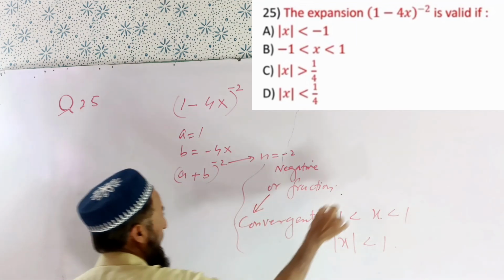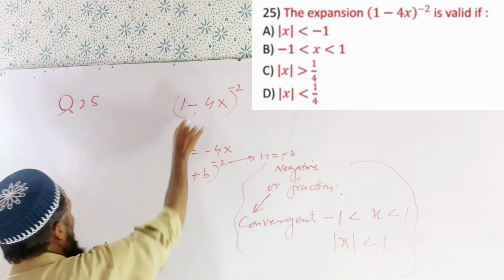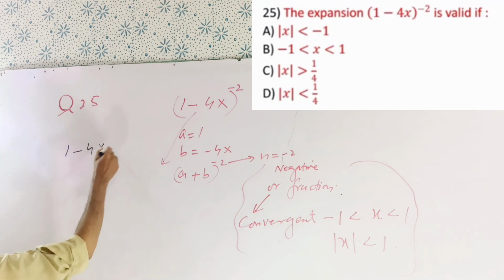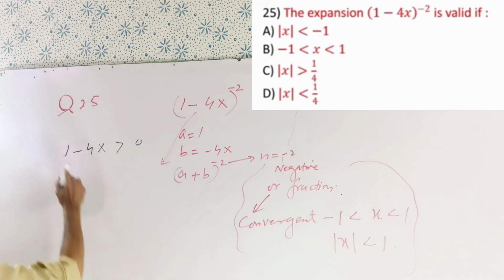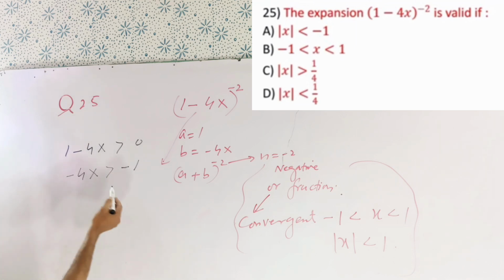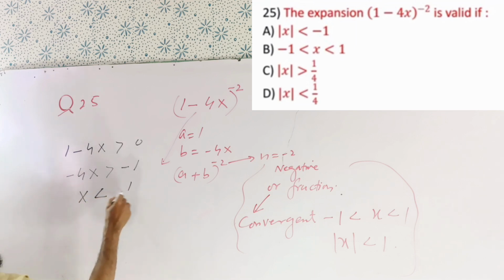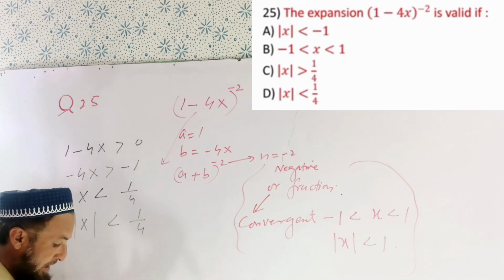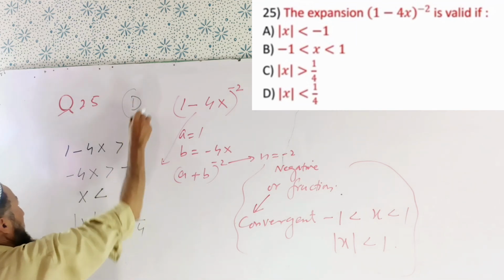We are using this property: according to this property, 1 minus 4x is in the interval, so the value 1 minus 4x must be greater than 0. So we change this: minus 4x greater than minus 1. Dividing both sides by minus 4, the inequality will also be changed, so 1 divided by 4. So we can write absolute x is less than 1 over 4. So the correct option is D.